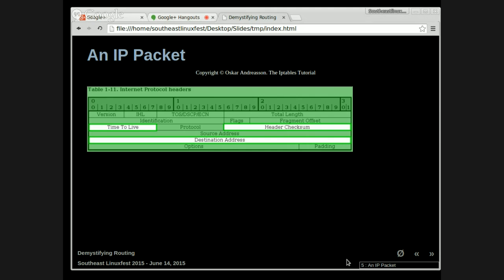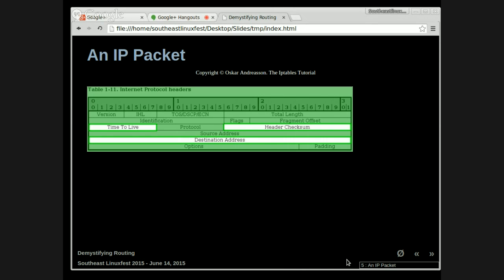And there are some other pieces that it may check. It may choose to look at the field labeled TOS ECN for quality of service stuff. It's probably going to need to do some kind of fragmentation at some point, so the fragmentation offset comes into play. Those are all special cases. But for every routing decision, these 3 things are checked.